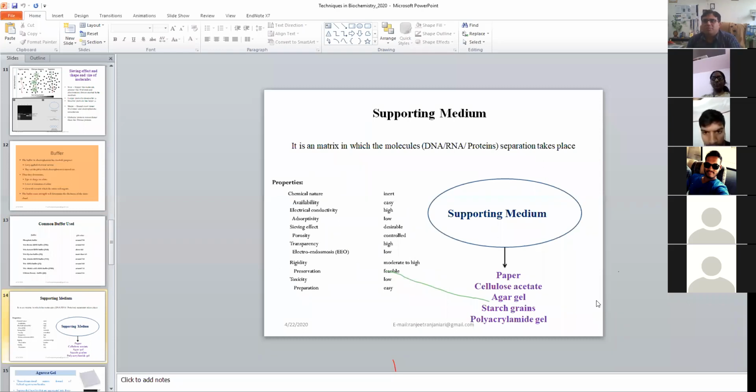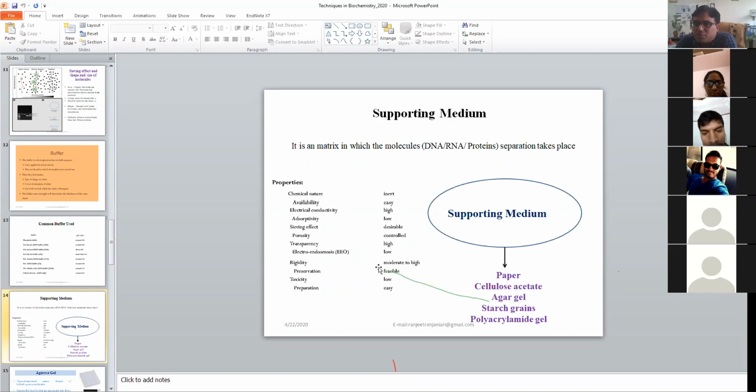So coming on to the supporting medium. The supporting medium is basically a matrix in which you are going to separate your particle, whether it is the DNA or the RNA or the protein. On the left hand side, I have written some of the supporting media like paper, cellulose, agar gel, even starch grain, used in case of capillary, even polyacrylamide gel also. So these are some of the gels which we are using. And here you can see some of the properties of the matrix which you are going to use for the separation of these molecules, like chemical nature.